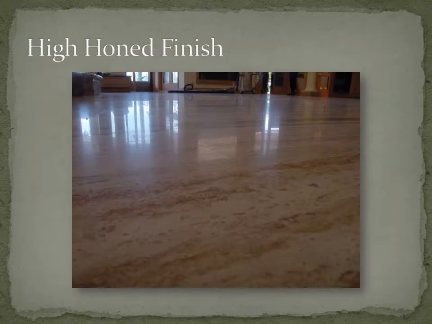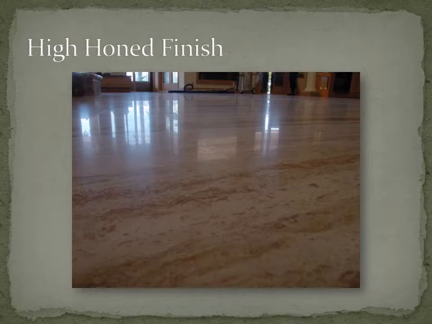Okay, now we're going to start looking at some actual photos of jobs that I've done, just to help describe what the finishes are. This is a travertine floor that had extreme lippage. The floor was loose. It was injected with epoxy, and that epoxy injection caused the floor to rise, and we had lips that were a good quarter of an inch. So we had to do some extreme grinding.